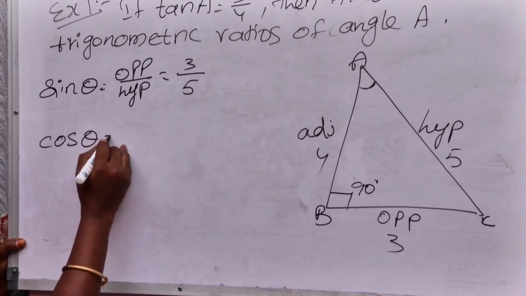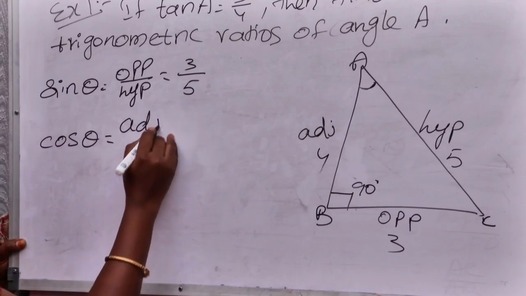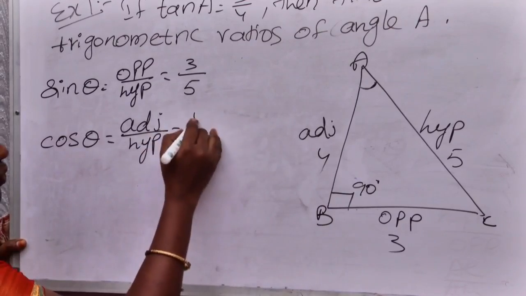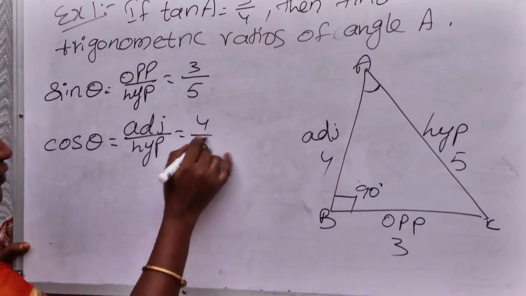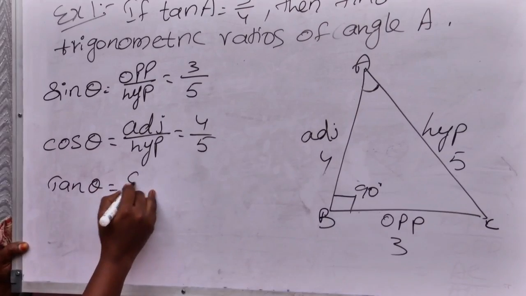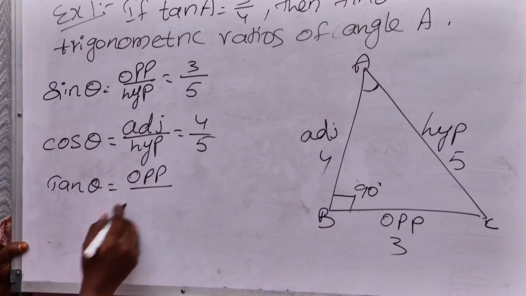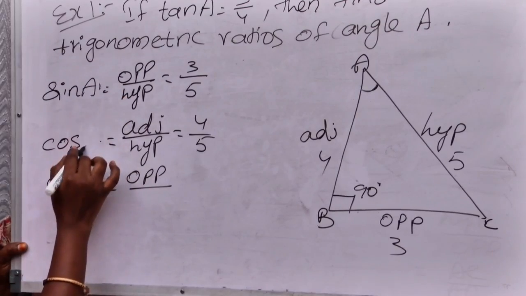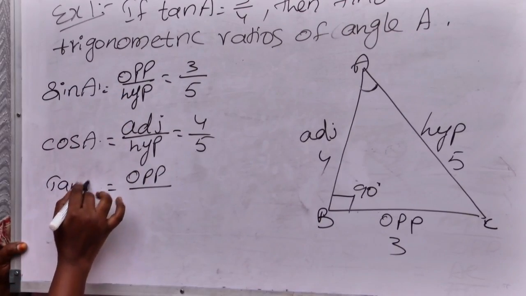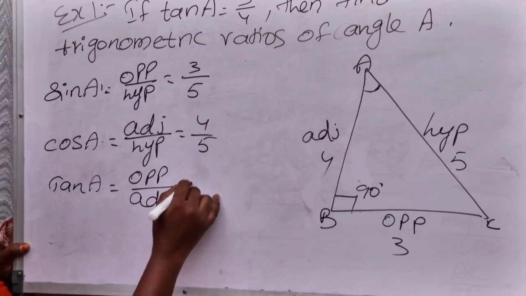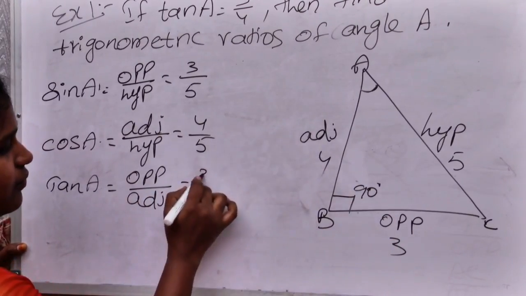Next one is cos theta. Cos theta is nothing but adjacent by hypotenuse. What is adjacent here? 4, and the hypotenuse is 5. Next, tan theta. Already in the question it is given that tan theta is 3 by 4. So now all these are considering theta as A. So tan A, cos A, sin A, we can say that. So opposite by adjacent. Those values are already given, 3 by 4.